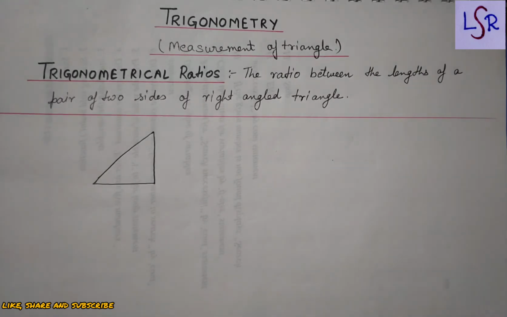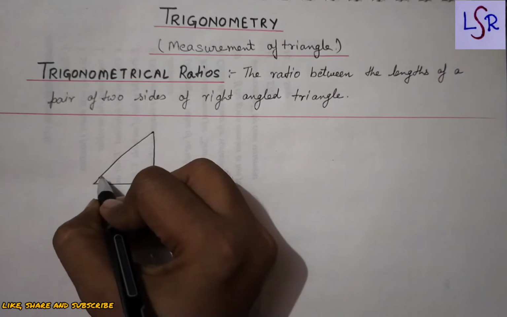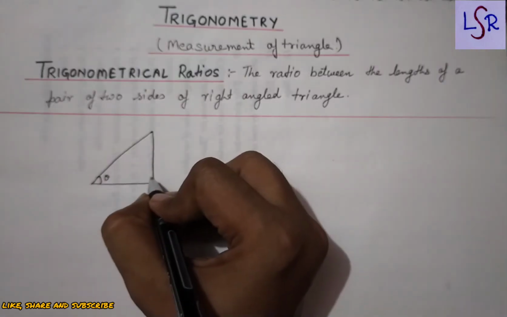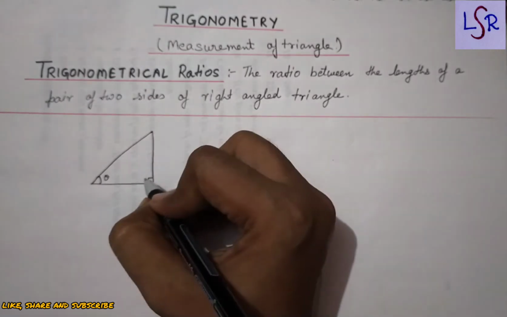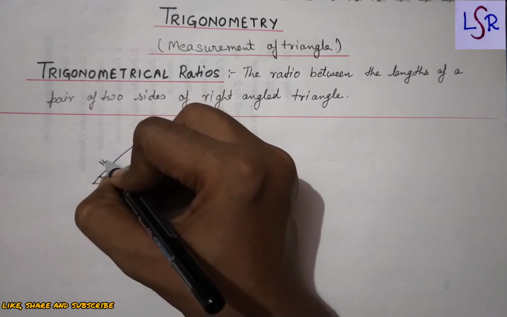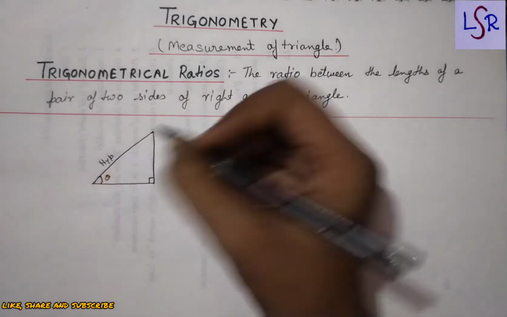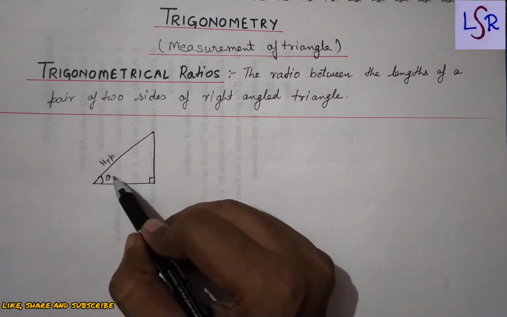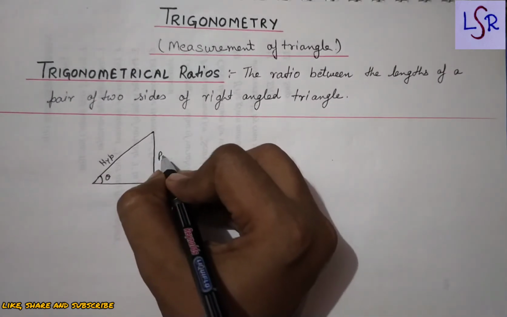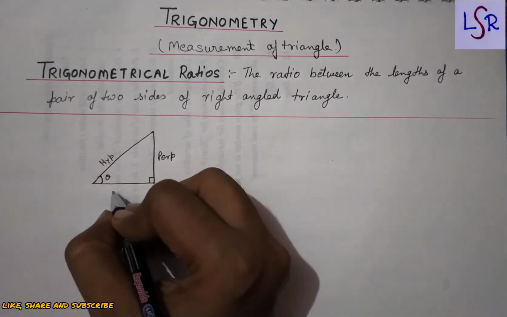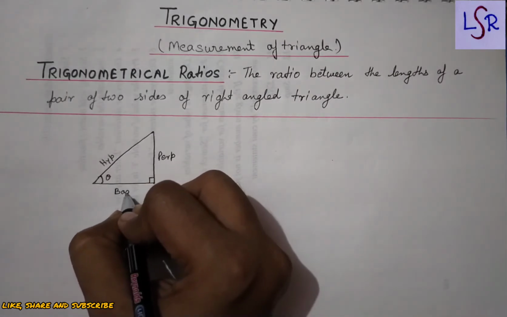Here we have a right angled triangle. If we take this angle, then this one is 90 degree and the side opposite to this 90 degree is known as hypotenuse. Then the side opposite to this angle is known as perpendicular, and the side beside to this one is known as base.